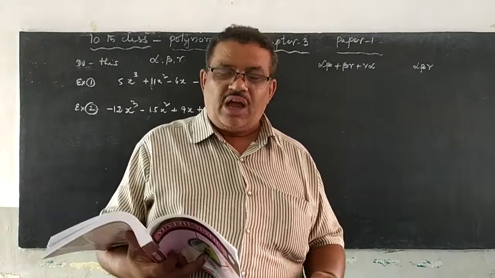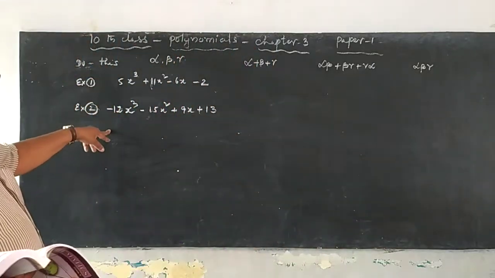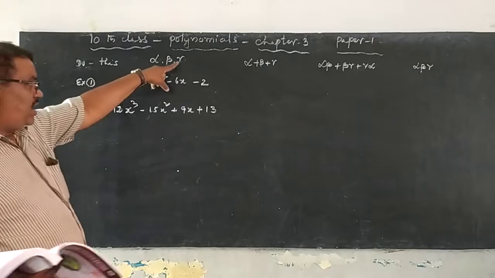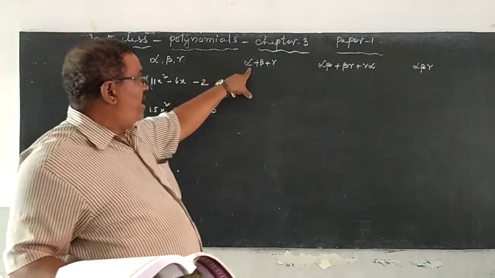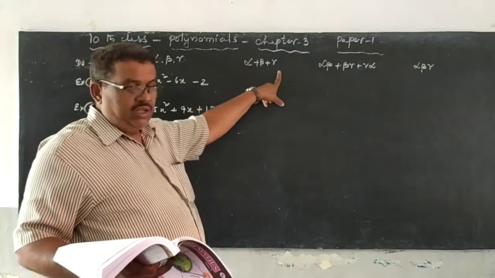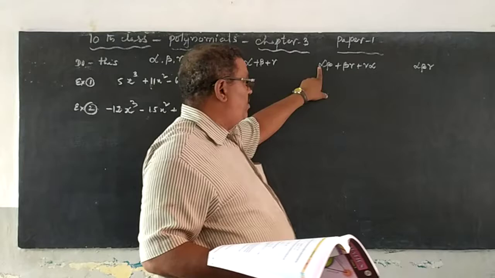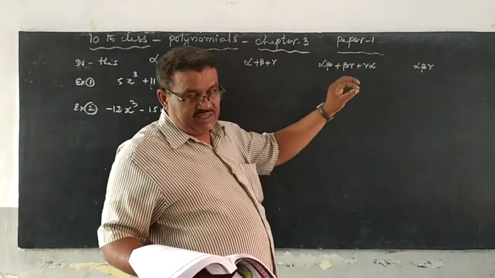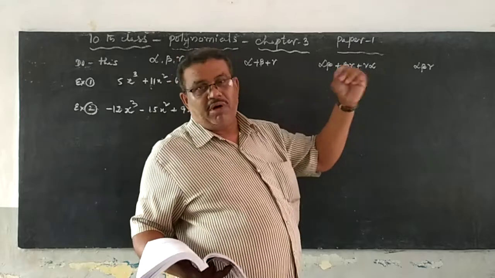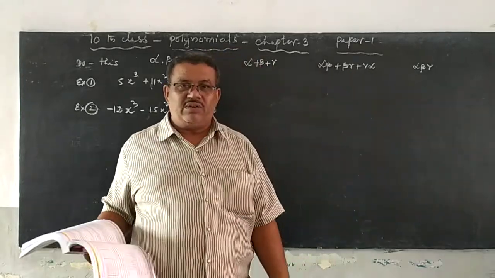For that, I have to take my own two cubic polynomials. Here alpha, beta, gamma are the zeros of these cubic polynomials. Now we need to find the sum of zeros, that is alpha plus beta plus gamma, the sum of product of zeros taken two at a time, that is alpha beta plus beta gamma plus gamma alpha, and the product of zeros. How do you find that?